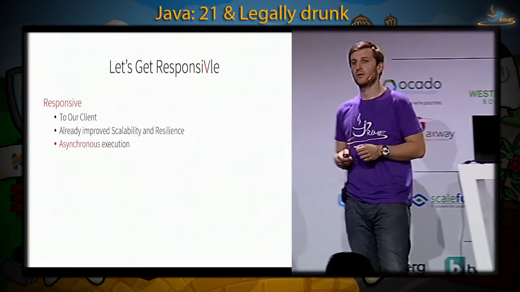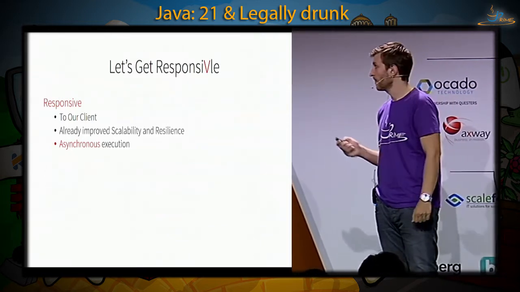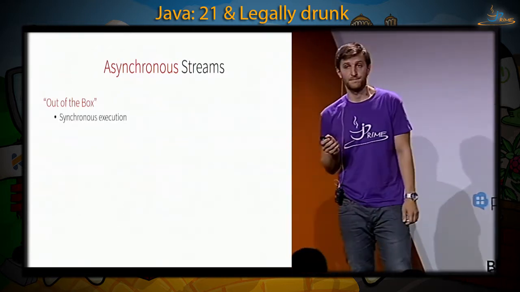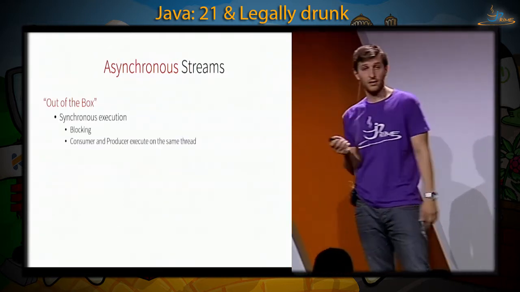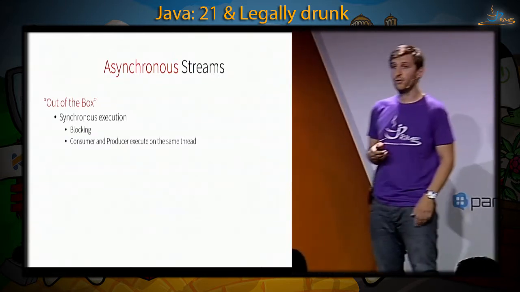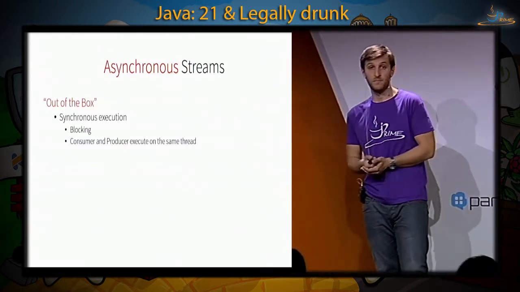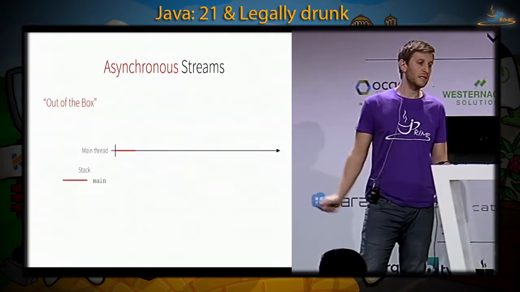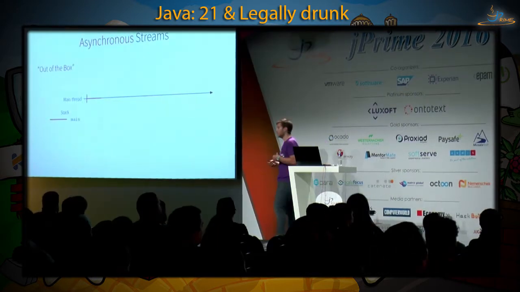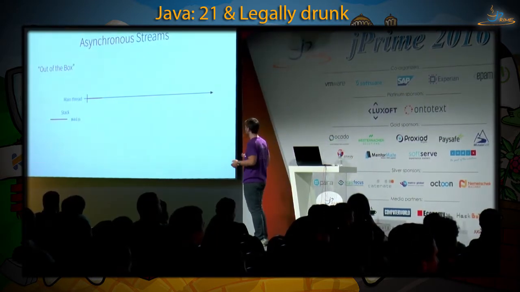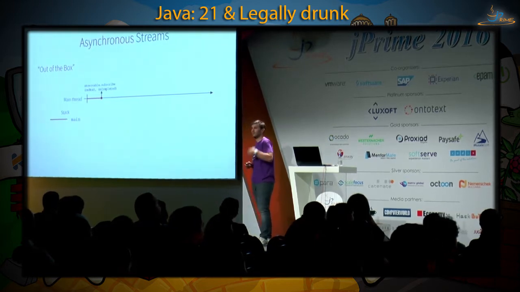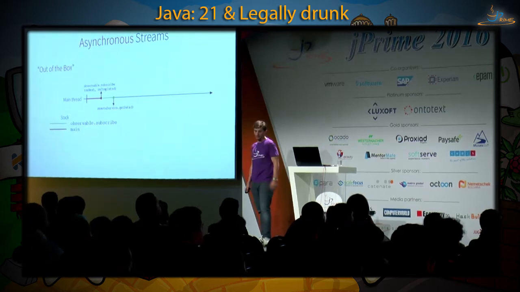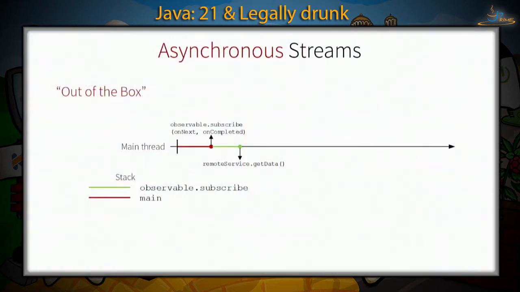But we still haven't talked about asynchronous execution. Out of the box, not sure if you noticed, but out of the box, RxJava is synchronous. Basically, it's blocking, and consumer and producer both execute on the same thread, which could be a problem, right? Now, let's see this on an example. Let's say we have our main thread, and we have our main method on that main thread. And at one point, we call the observable.subscribe. What happens next? Well, our main method will get blocked, and our producer will start executing.